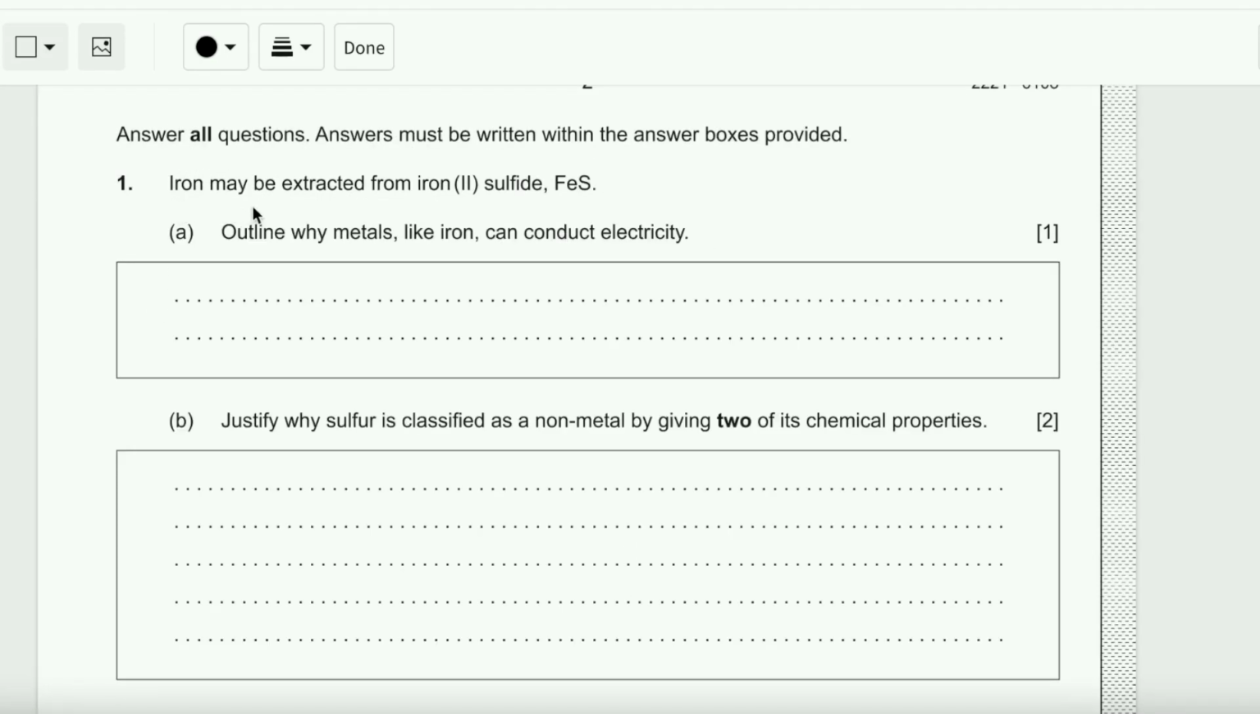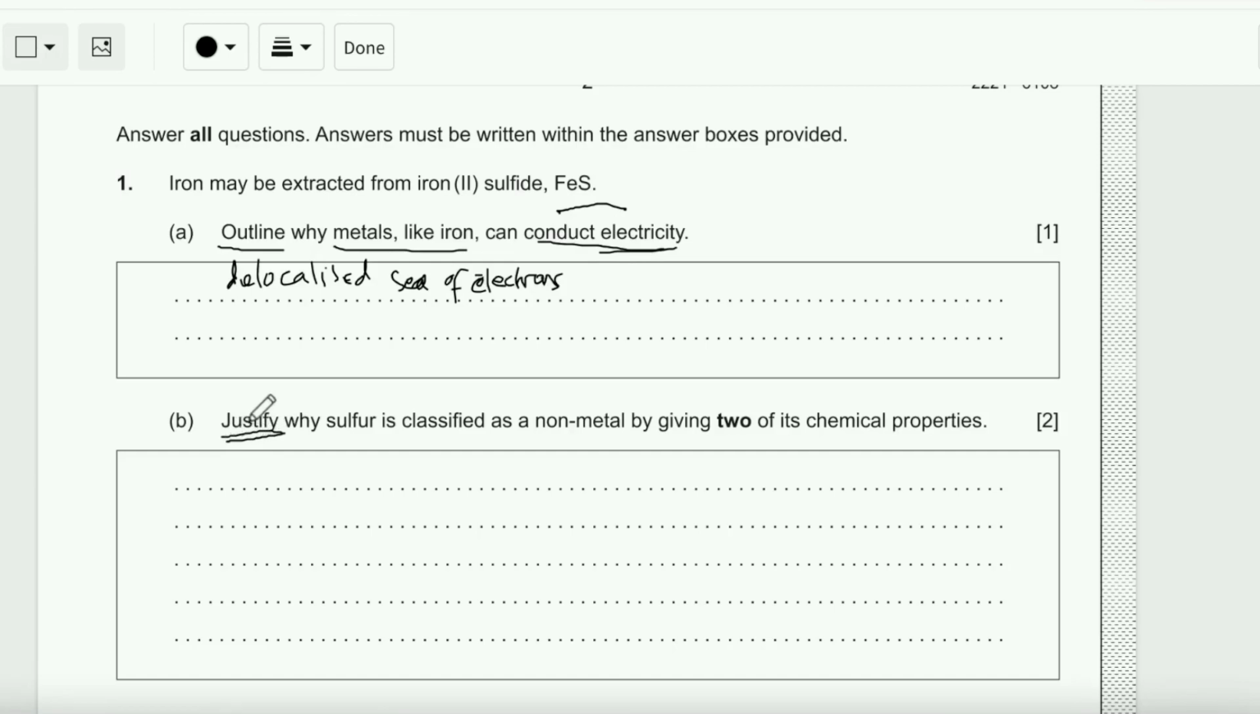Iron may be extracted from iron(II) sulfide, FeS. Outline means give a brief account or summary. It's very brief. Why can metals like iron conduct electricity? Because it has a delocalized sea of electrons.